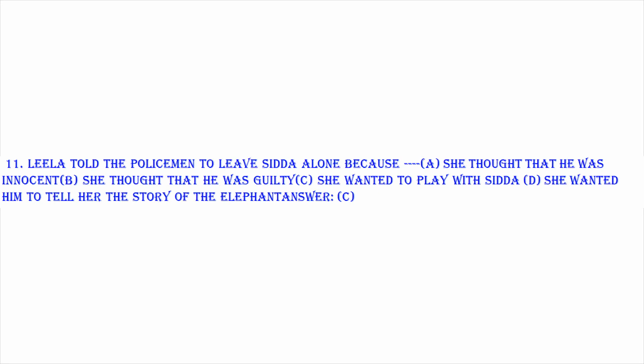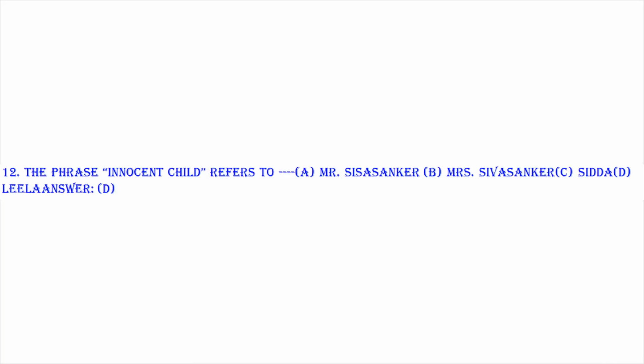Questions from Section 7. Leela's gold chain is found missing and the suspected Siddha runs away. 1. Siddha went out to buy sugar: A. in the evening, B. in the afternoon, C. at noon, D. in the morning. Answer, A.